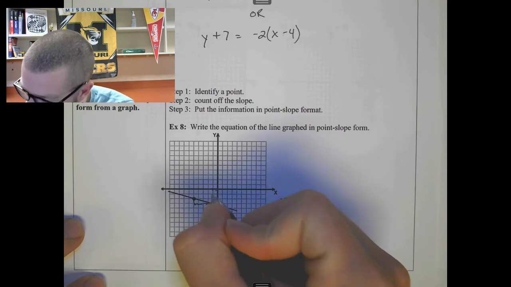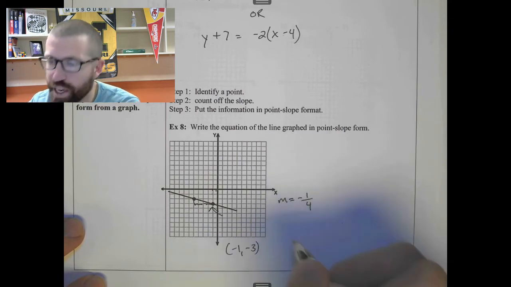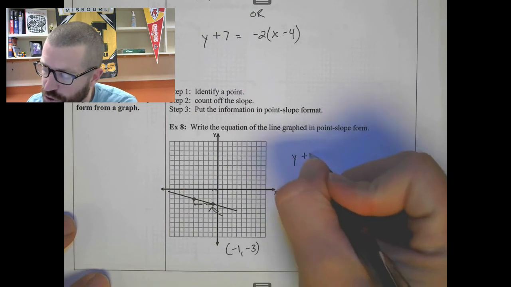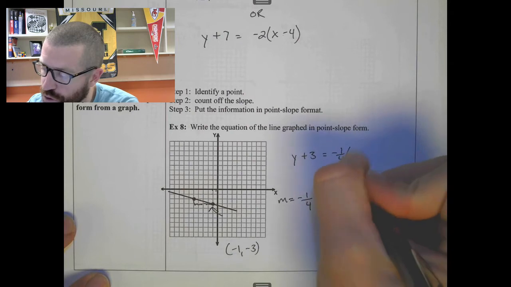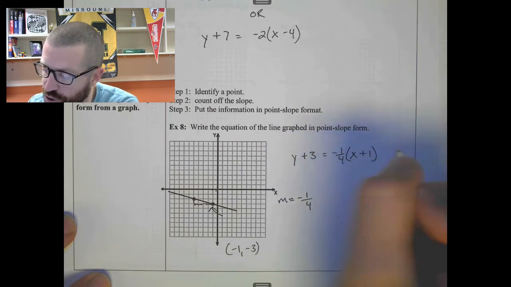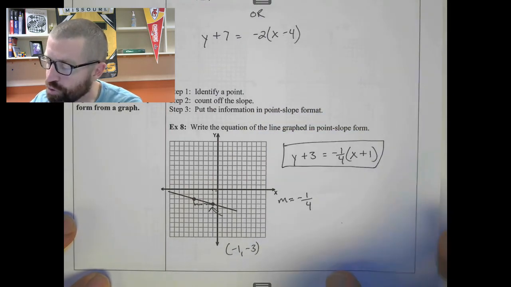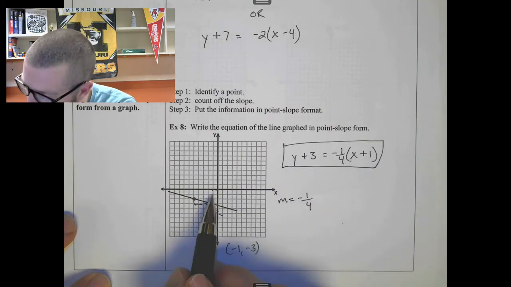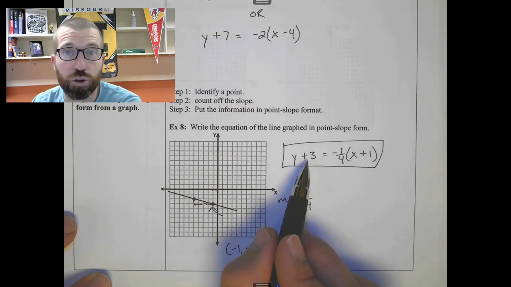Negative 1, 1, 2, 3. If you use the other point, that's fine. So it's negative 1, negative 3 is the point I'm using. So y is y, and then plus 3 because you have to change the sign. Slope is negative 1/4, x is x, and then plus 1 because once again you have to change the sign. If you use this other point, it would be positive for both of them, and it would be 1, 2, 3, 4, 5. It'd be plus 5 here and plus 2 here.